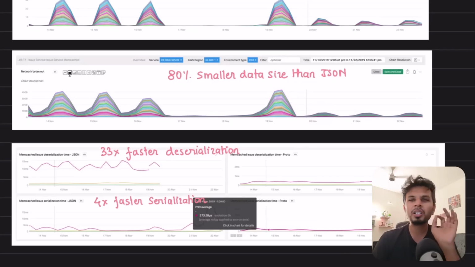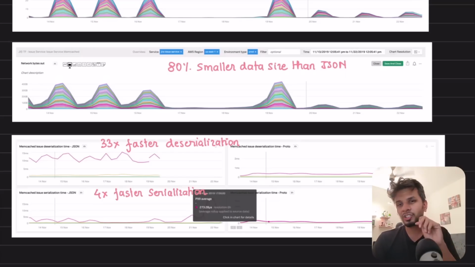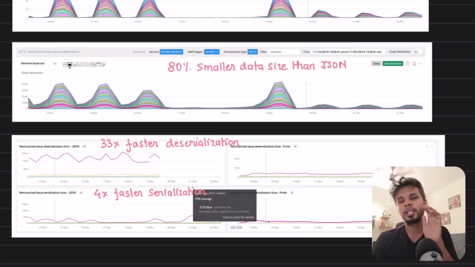That's humongous. Right? Plus, on serialization and deserialization time, which means converting from JSON to binary or the wire protocol and then converting back, or JSON to object and converting back, your deserialization time with Protobuf is 33 times faster. And the serialization time is 4 times faster. That's humongous. And this is why Atlassian moved from JSON to Protobuf for their issue service.